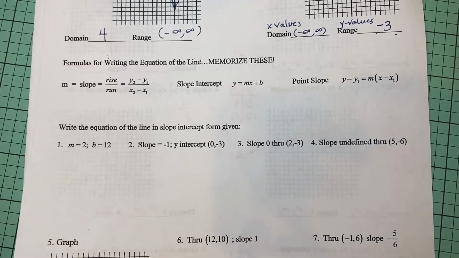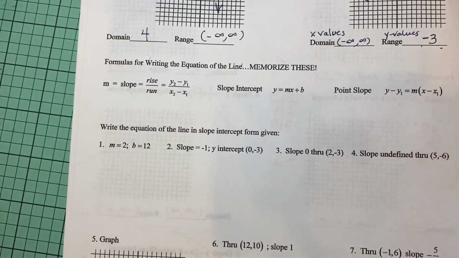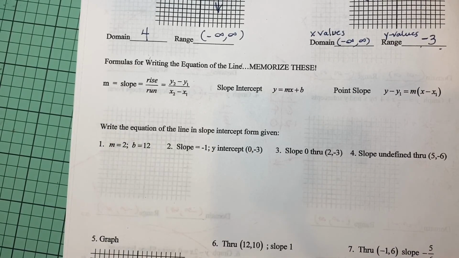Okay, we're back for 7.2. Again, this is the same note sheet we were working on last time. We're just going to finish off the rest of it. I just kind of put it all on one sheet. And today we're going to look at writing the equation of the line.